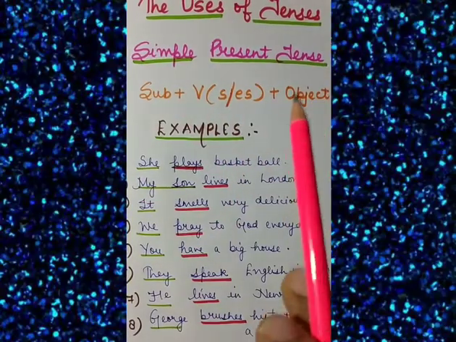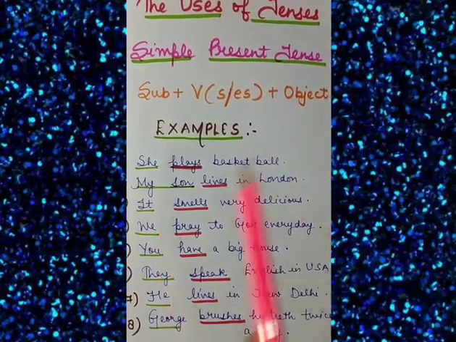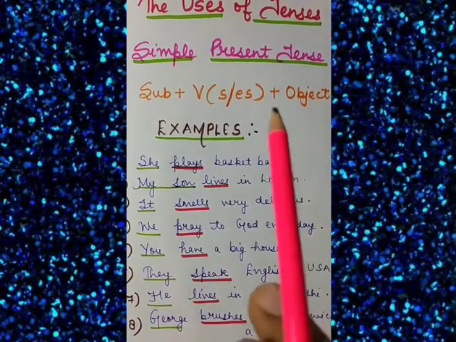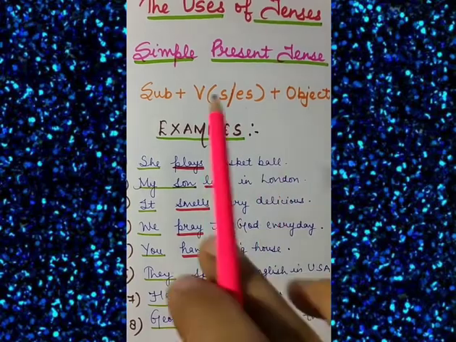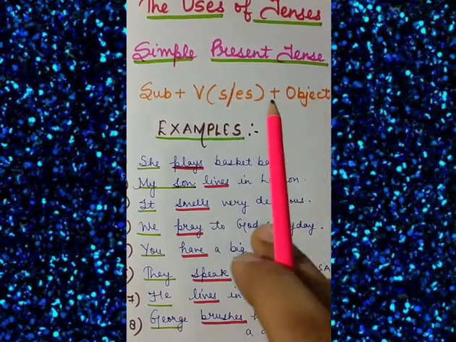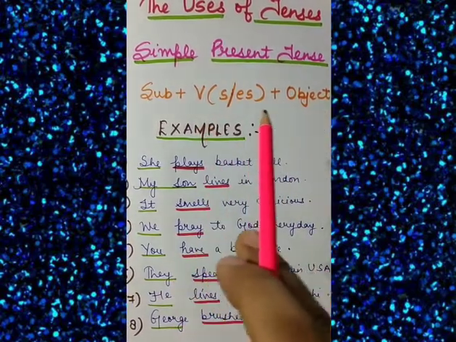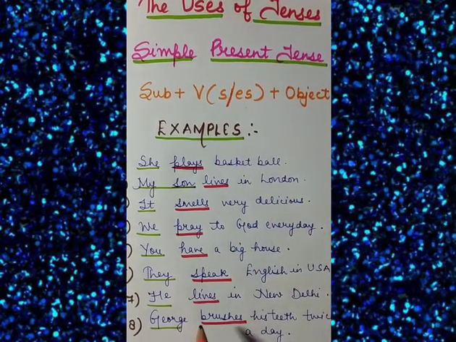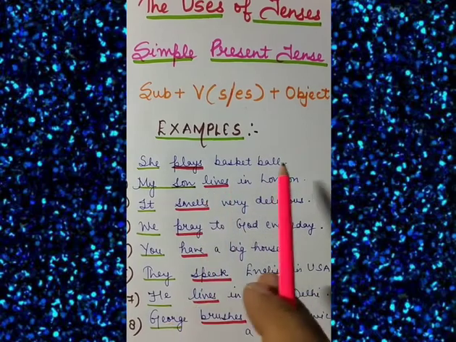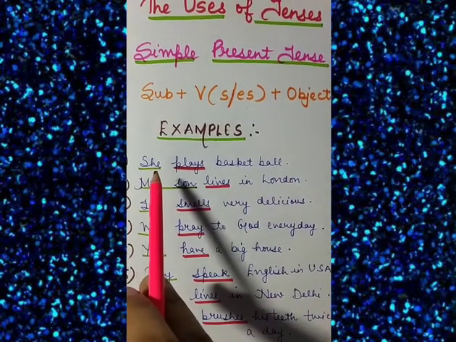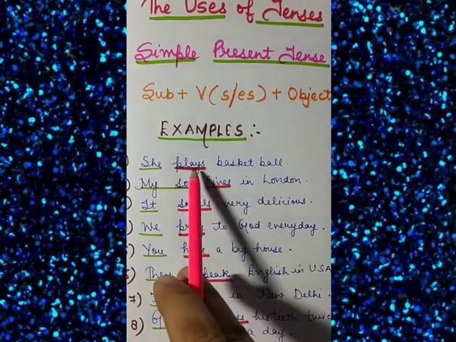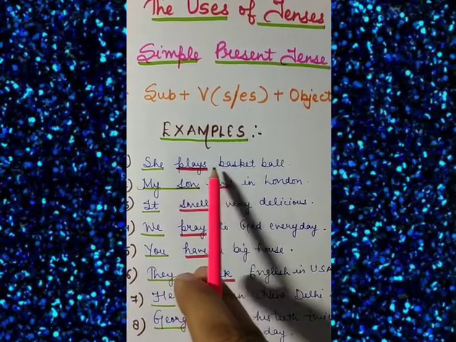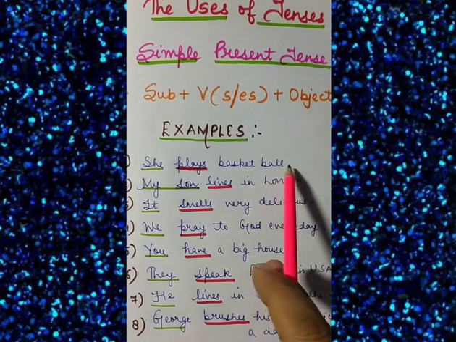I am going to tell you the uses of tenses. This is simple present tense: subject plus verb s or es. Verb means the first form of the verb, with s or es, plus object. These are the examples of simple present tense. She plays basketball. Here she is the subject. Play is the first form of the verb and we have added s with the first form of the verb, and basketball is the object.